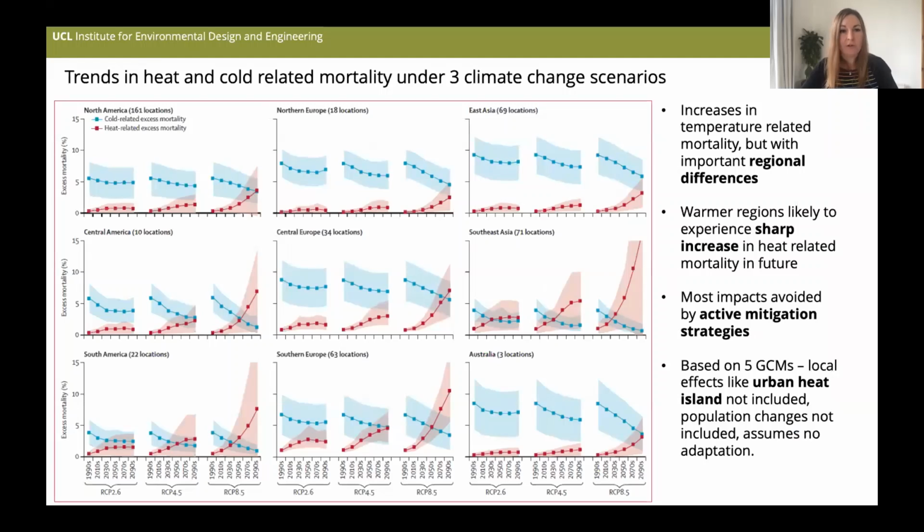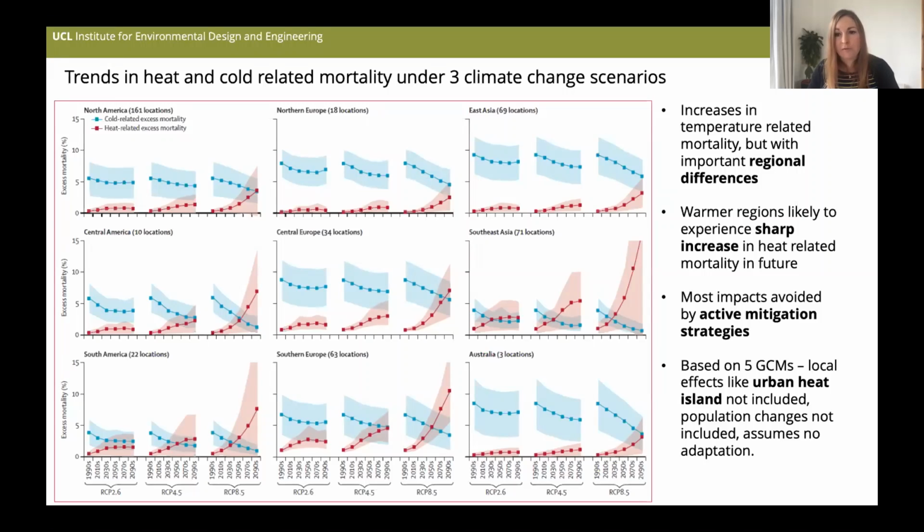So the results of the study were broken down into 9 different global regions. So there are 9 panels here. For each of the regions, there's a low, a medium, and a high emissions scenario. The red lines show the change in heat mortality, and the blue lines show the change in cold mortality over future decades. And the results generally showed, on average, that there are increases in the future in temperature-related mortality.